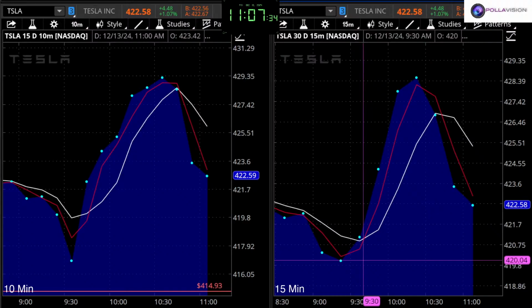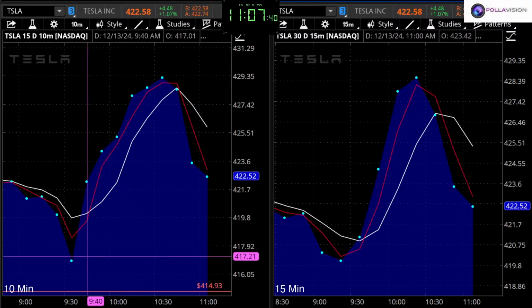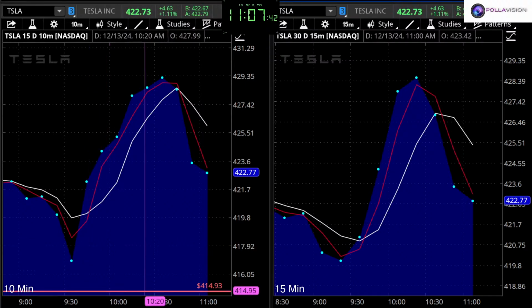And we want to look out. Is it going to take out the low on the chart, or is it going to reverse back up and continue going? We have the closing price here for the day.